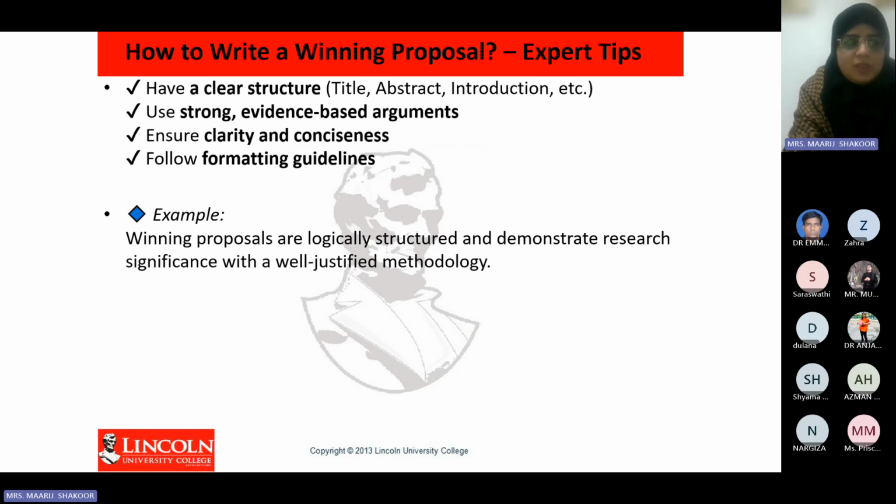Do it slowly, daily, but do it daily. Don't decide, I will write on the weekend and write 2 to 3 pages. No, if you are going to write daily, it will be easier for you to reach your destination. Winning proposals are logically structured and demonstrate research significance with a well justified methodology.